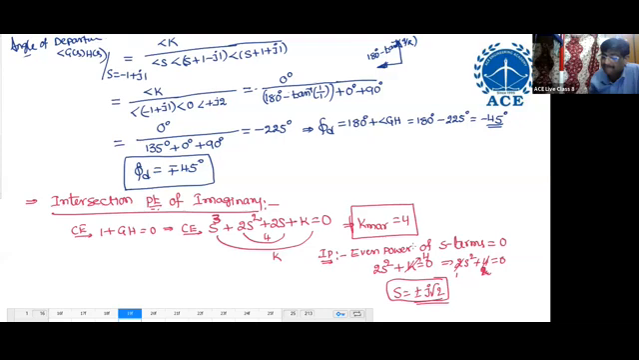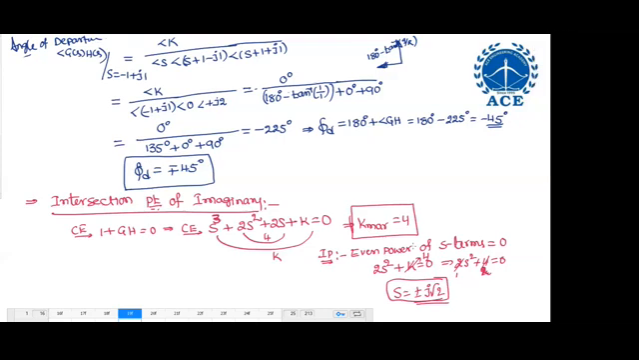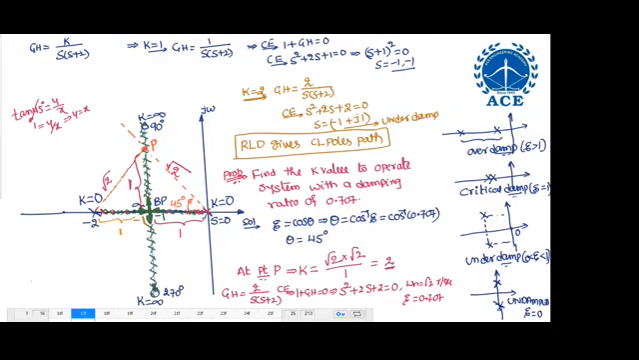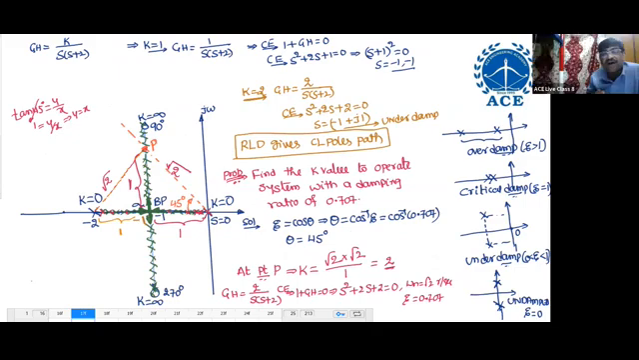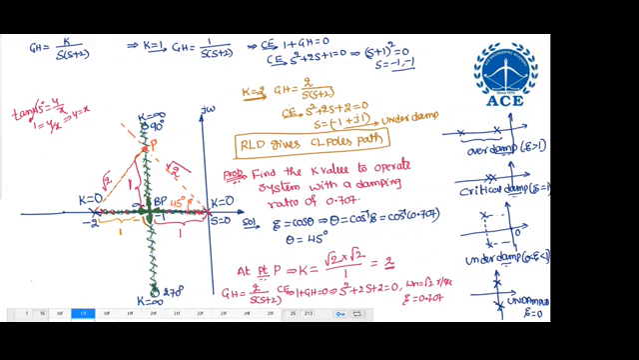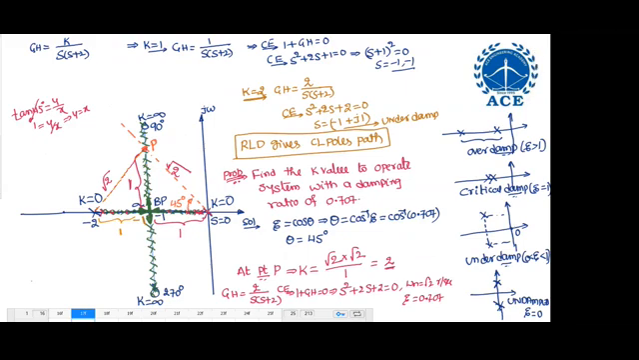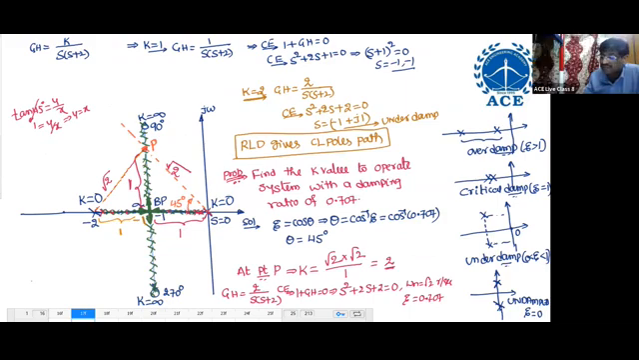Sir, instead of this complex method, can we write the characteristic equation directly? But if it is a third order, then what will you do? First and second order, we can do with the characteristic equation. For third, fourth, fifth order, follow the procedure. Okay sir.